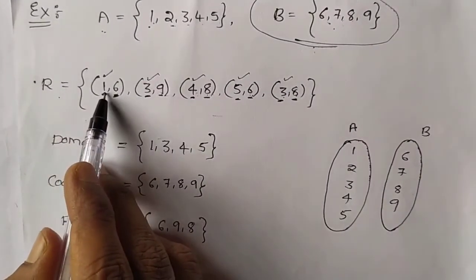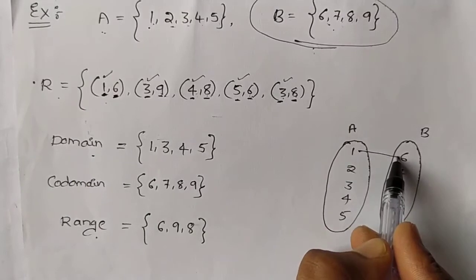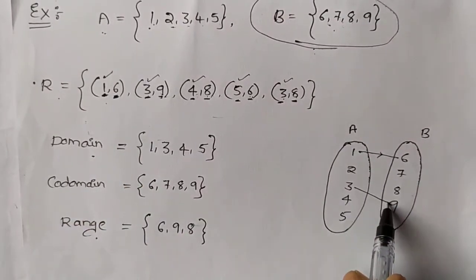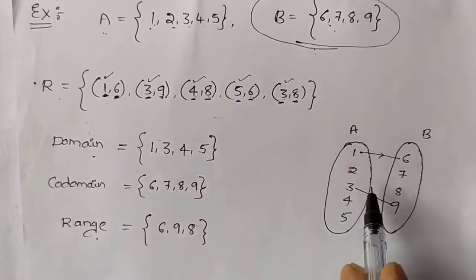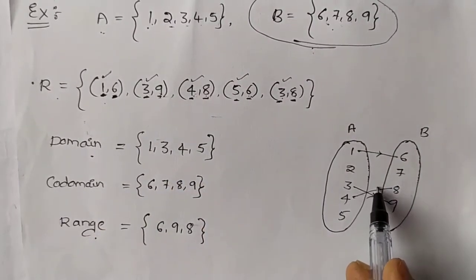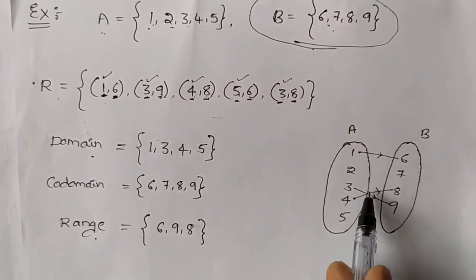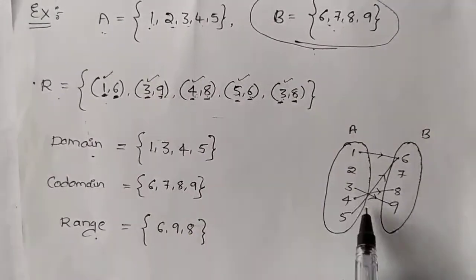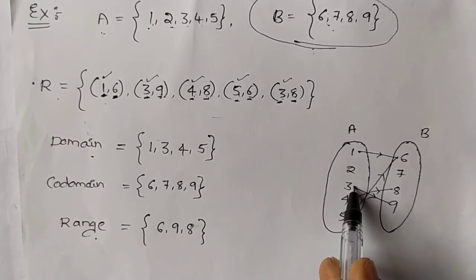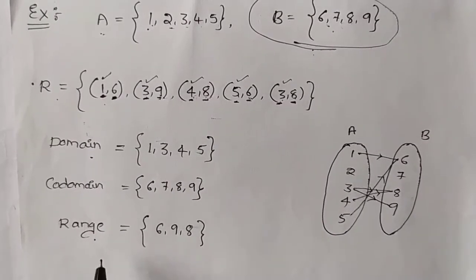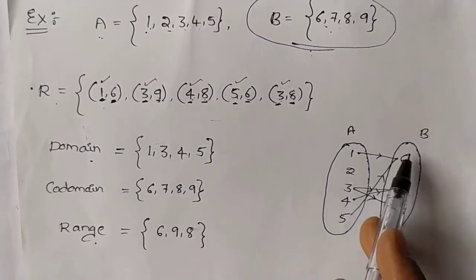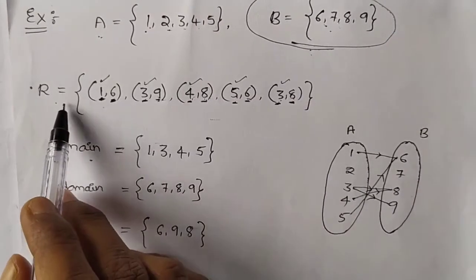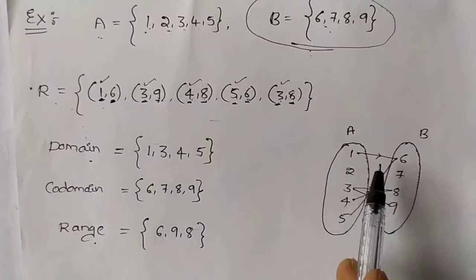Here, what relation do we have? 1, 6. Next 3, 9. Next 4, 8. Next 5, 6. Next 3, 8. Understand? It is a visual representation of a relation R by using arrow diagrams.